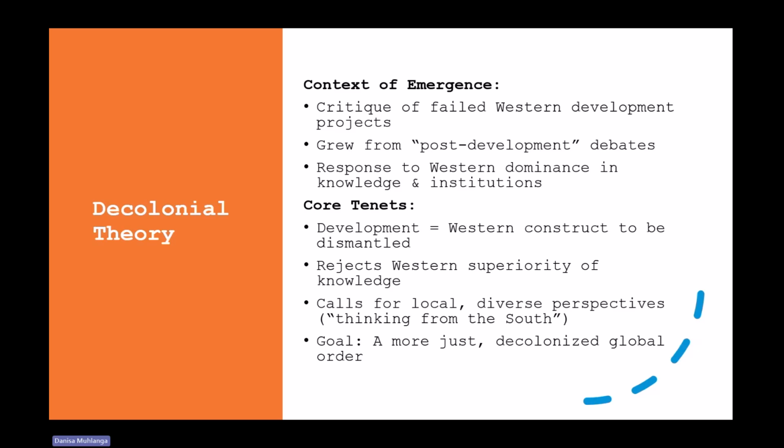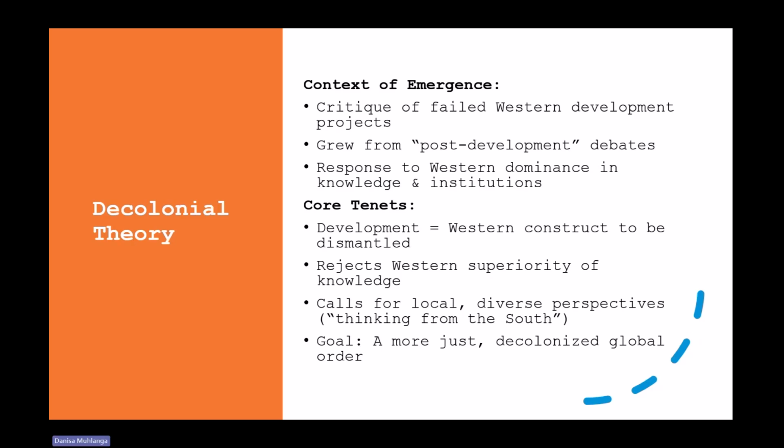Remember, we said modernization theory came before the decolonial theory, right? So the decolonial theory is a much more recent theory, and it is a radical critique of not only modernization but the entire concept of development as a Western construct. You remember that it came because modernization theory was not working.